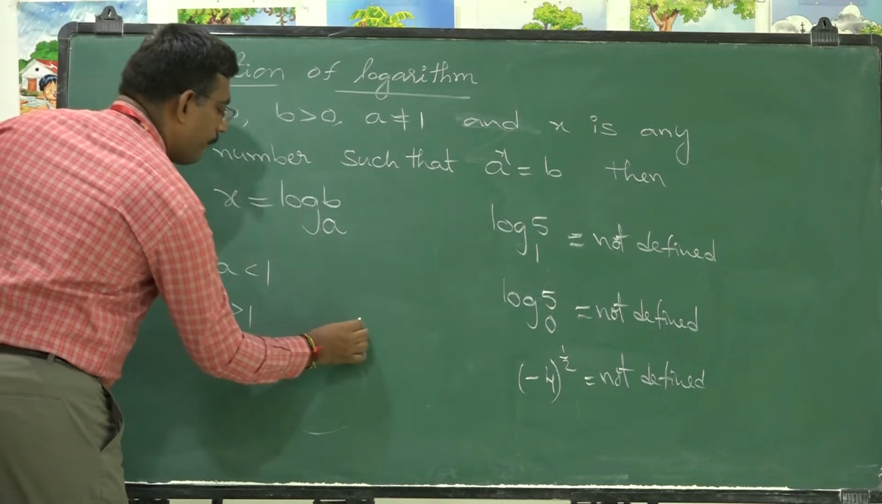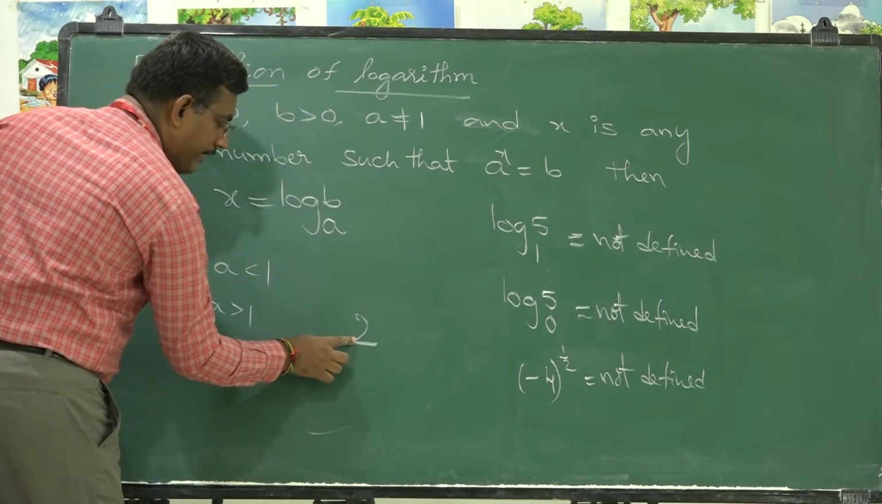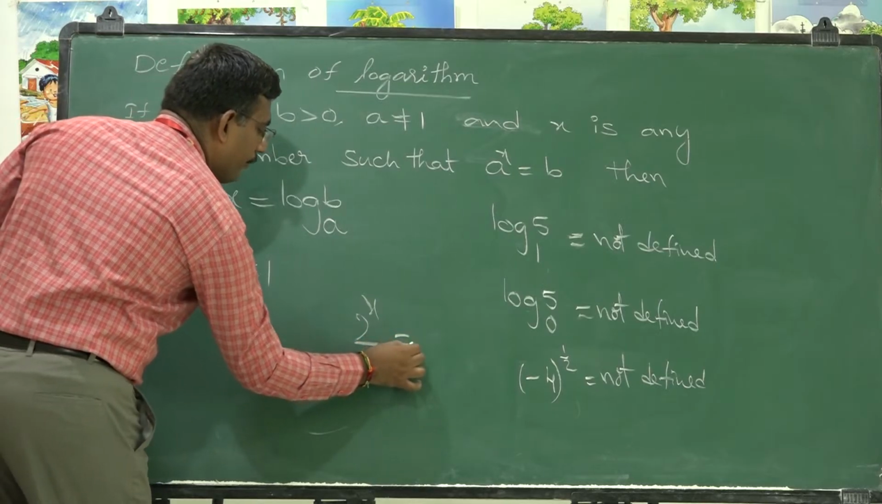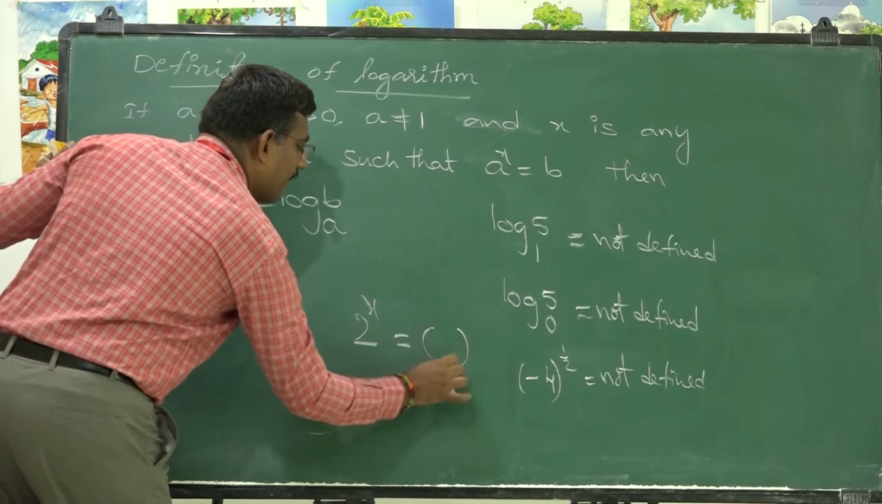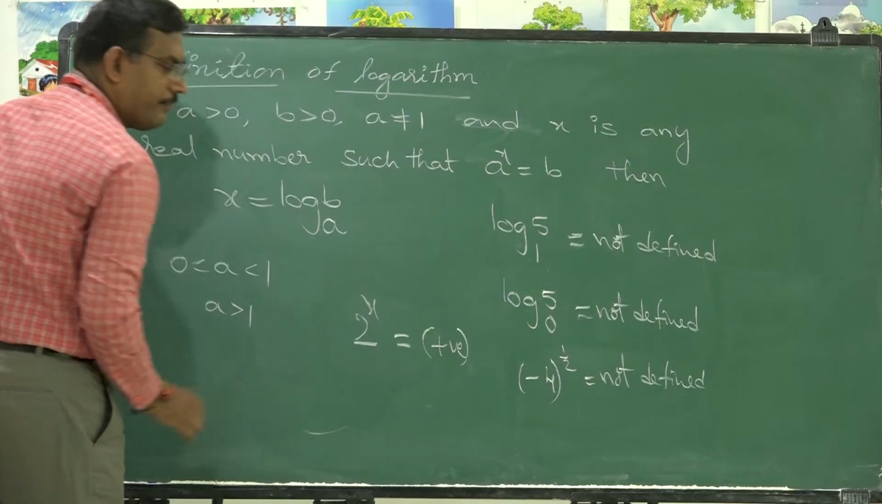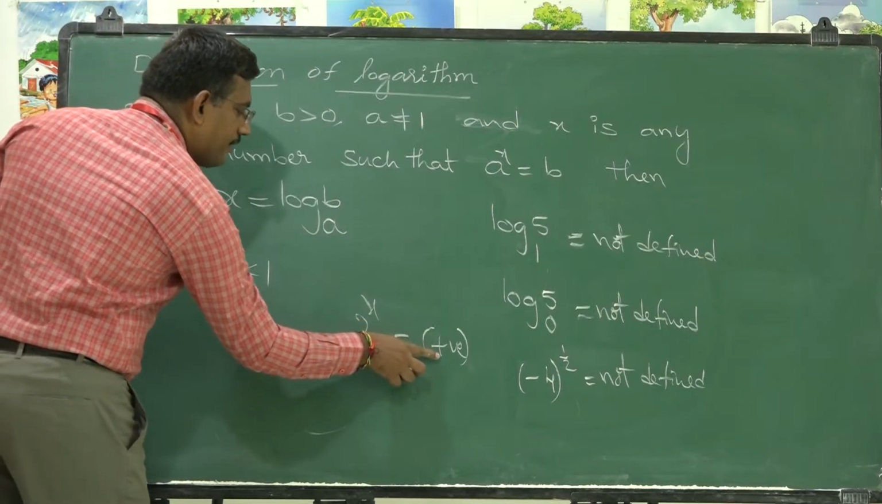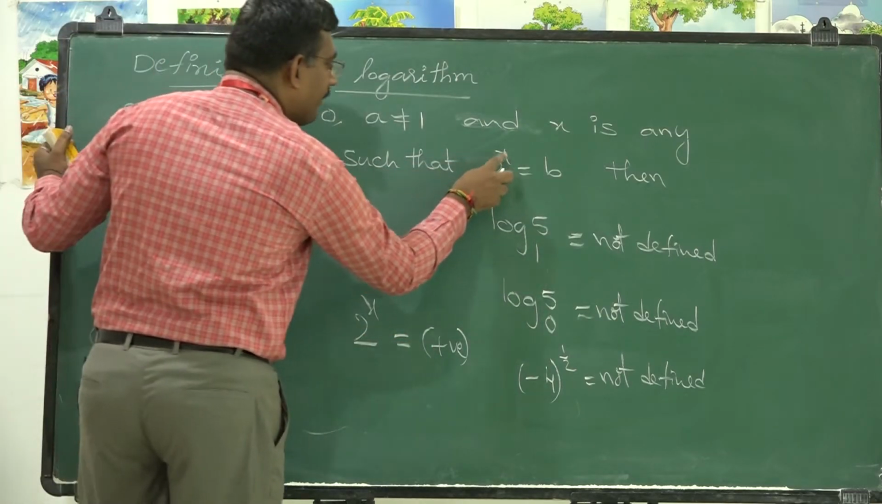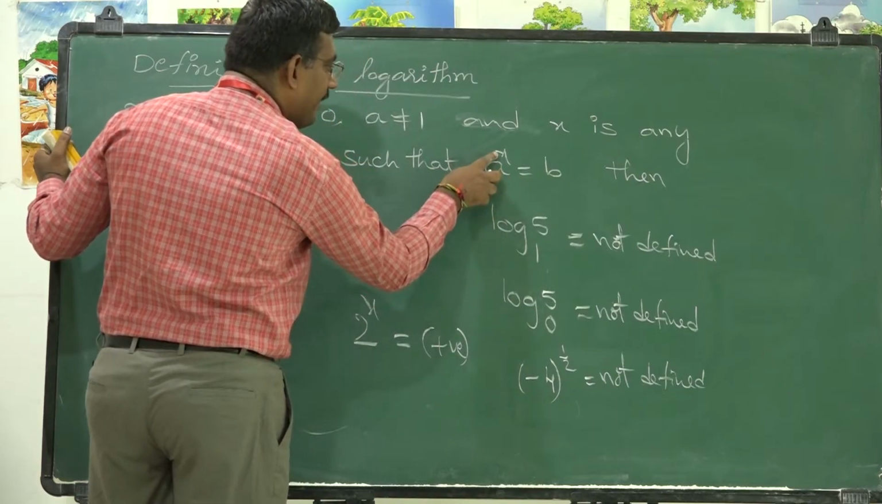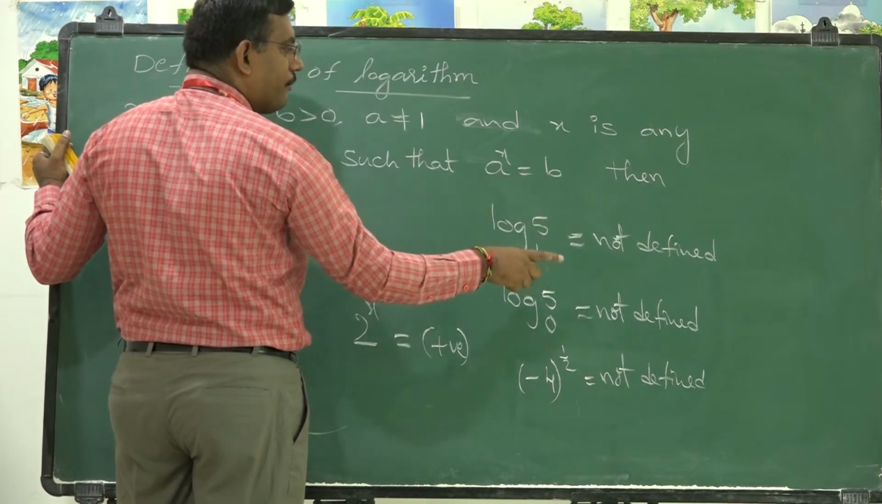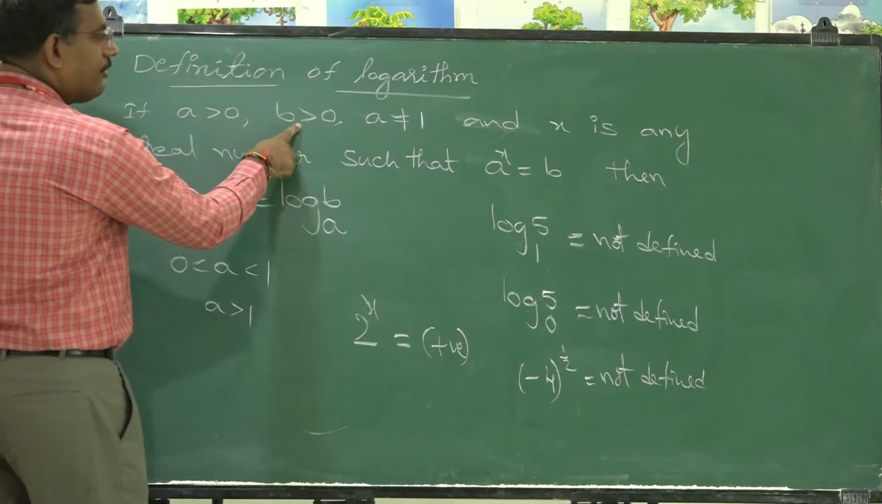For example, if the base is greater than 1, say 2, we take 2 power x. If x is any real number, the output is always positive. So if a power x is equal to b, where a is greater than 0 and x is any real number, then b is always positive. Therefore, b is greater than 0.